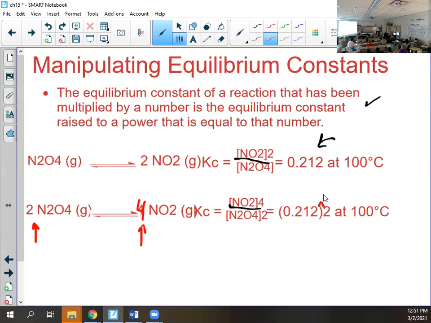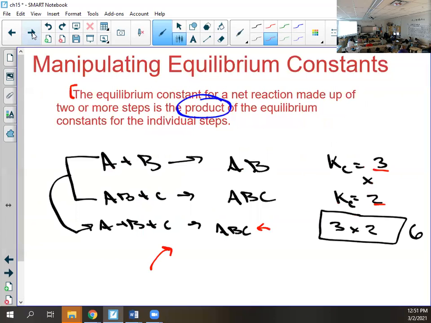Yeah, this should be a caret and a 2. This is not real common, but it is what it is. All right, now the equilibrium constant for a net reaction made up of 2 or more steps is the product of the equilibrium constants for the individual steps. So if you have these 2 and they give you that these 2 make this third overall reaction, and it didn't give you Kc for the third, but it gave you these, you would just multiply them. Once again, not something we do a lot of.